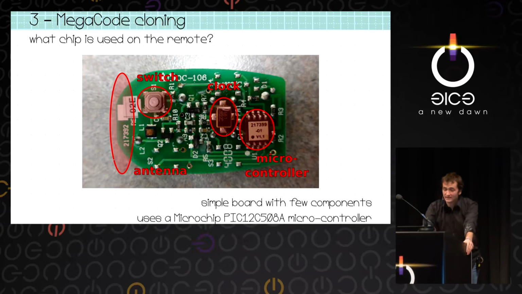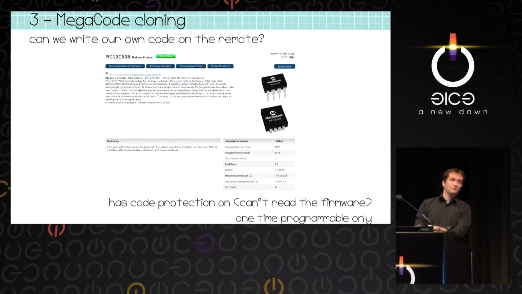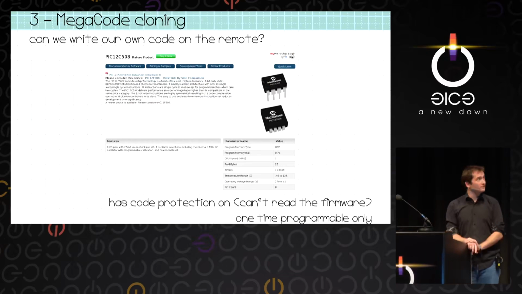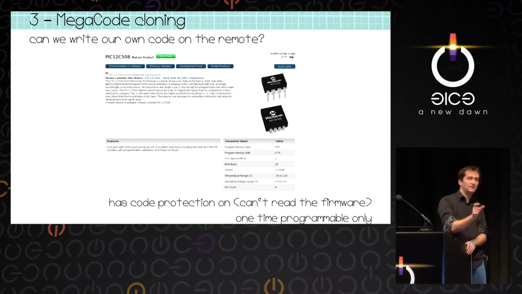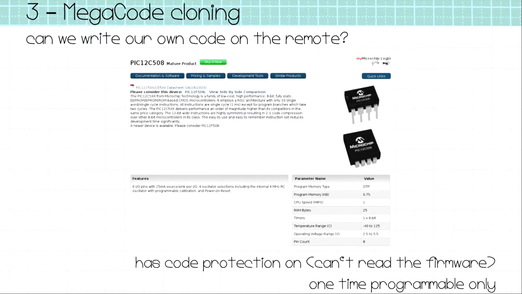The problem with that one is that it uses a Microchip PIC12C microcontroller, and this one is only one-time programmable. I know this because of the schematic. The schematic told me it uses this chip. And if you look for Microchip, which is a big microcontroller maker, very known for hobby projects, you'll find it's only one-time programmable, so I cannot reflash the code on it. It also has code protection, so I cannot read the firmware on it. This way I cannot flash it. That's a bit of a shame.